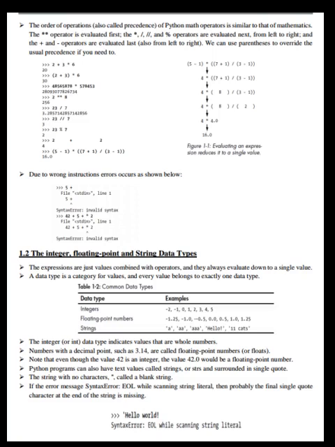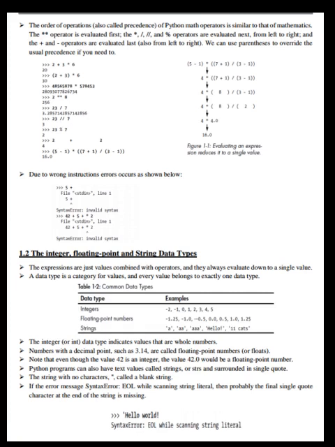The order of operations, also called precedence, of Python math operators is similar to that of mathematics. The double star operator is evaluated first, and the star, slash, double slash and percent operators are evaluated next, from left to right, and the plus and minus operators are evaluated last, also from left to right. We can use parentheses to override the usual precedence if you need to. See here, due to wrong instructions, errors occur as shown below.